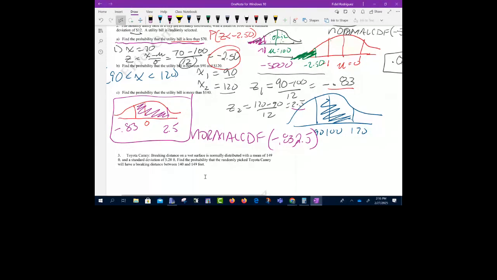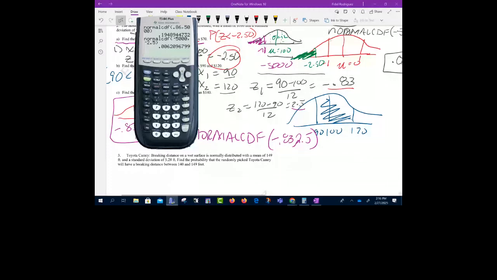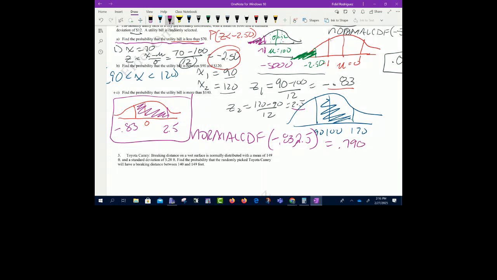And y'all, this is how I'm going to find my values, okay? So I'm going to go second vars. We're going to go down to number 2, normal CDF. We're going to set negative 0.83, and then we're going to go comma, 2.5. Close it off, hit enter. And y'all, I'm coming up with 0.7905, right? So the probability that we have a light bill or utility bill between those two values was 0.7905.